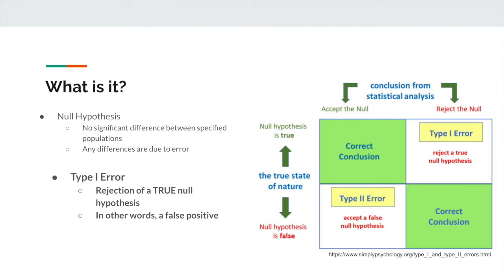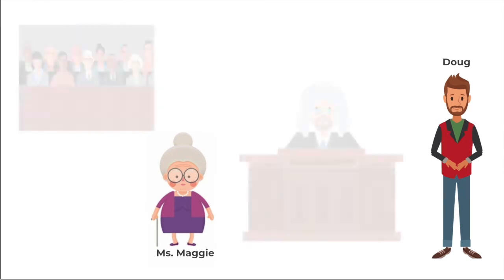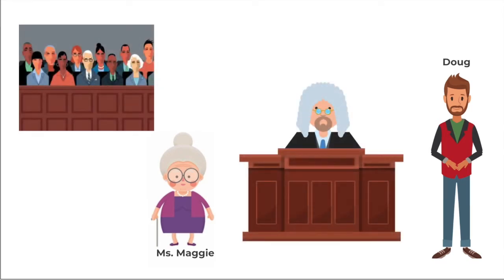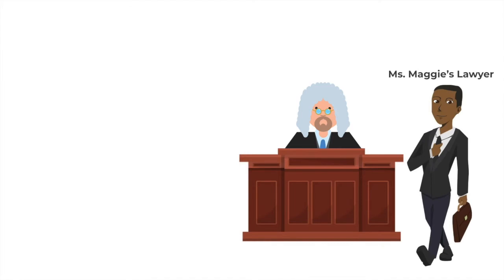Now let's go over a real-life example. This is Miss Maggie, and this is Doug, and today they are in court. Doug is being put on trial for robbing Miss Maggie of her new TV. Miss Maggie's lawyer has evidence that Doug was the one to commit this crime.